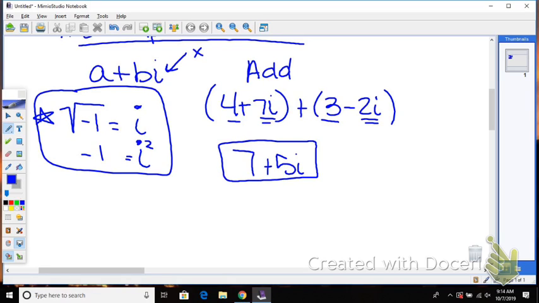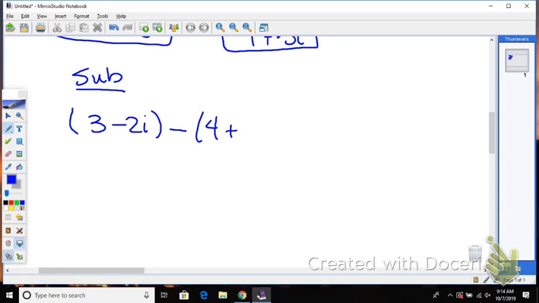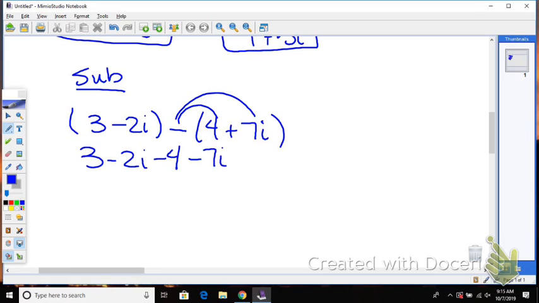Okay, let's go through a subtraction one. When you subtract, it's going to be a little bit different, but not really. So let's do 3 minus 2i minus 4 plus 7i. What does your gut tell you to do first with the subtraction sign? Good. That's just like any polynomial, we distribute. So we have 3 minus 2i minus 4 minus 7i. And then you guys finish this. Then it's just combining like terms.